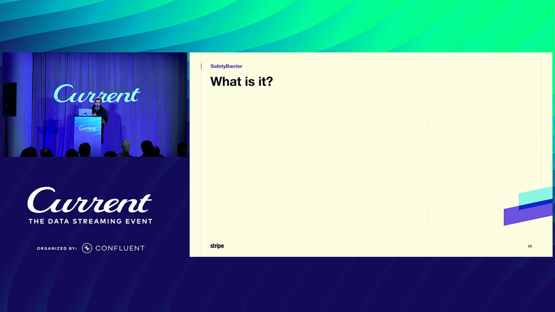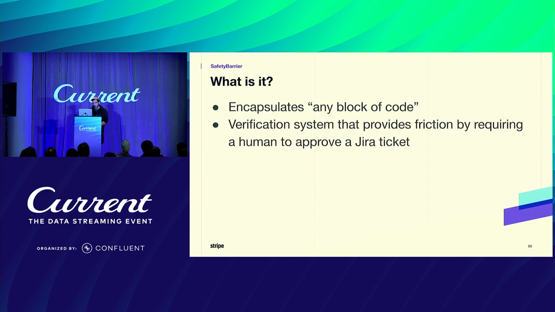So let's talk a little bit about the safety barrier. It's pretty simple. It's a workflow that we wrote that encapsulates any block of code. So all these specific workflows can utilize a safety barrier. You just wrap all of your logic within the safety barrier workflow. It's a verification system that requires a Jira ticket approval. So before the operation can be applied, it creates a Jira ticket. You then have to go and approve the specific Jira ticket, or you can cancel it. And depending on what you do, the workflow will either run or it won't.